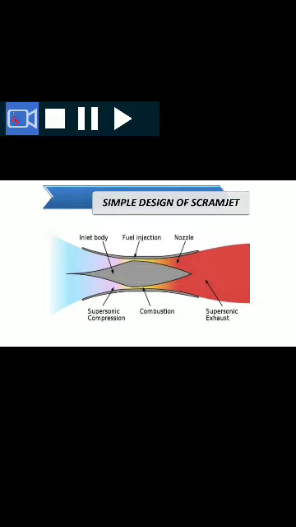This is a simple design of a scramjet engine: inlet body, fuel injection area, and nozzle section. The incoming air undergoes supersonic compression, and after compression the fuel injection happens and combustion takes place. In the nozzle, finally, the supersonic exhaust will occur.